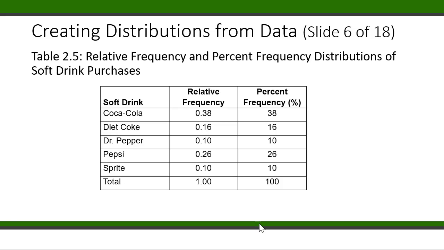So we want to calculate something like this. And the only way we're going to calculate something like this is if we get the total number of items, or N, the sample size, that we collected. And so that'll give us this relative frequency, and then we'll get our percent frequency.